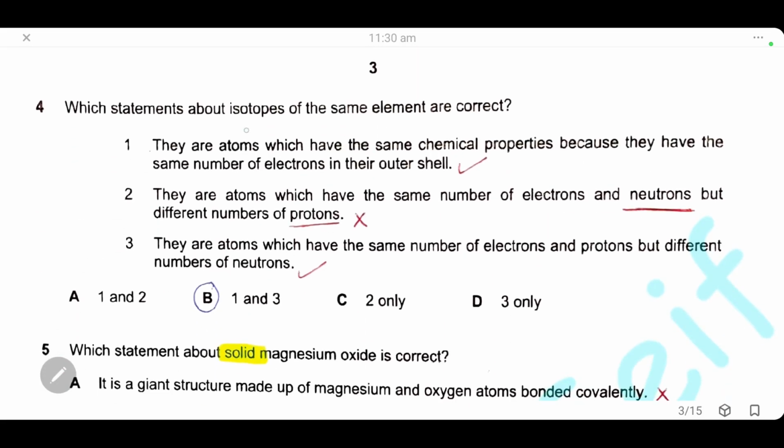Question 4. Which statements about isotopes of the same element are correct? 1. The atoms have the same chemical properties because they have the same number of electrons in the outer shell. Of course, isotopes have the same number of protons, the same number of electrons, and also the same number of electrons in their outer shell, so they will have the same chemical properties. Statement 1 is correct. 2. They are atoms which have the same number of electrons and neutrons, but different protons. This is, of course, a wrong statement because it's the opposite. Statement 3. They are atoms having the same number of electrons and protons, but different numbers of neutrons. And this is the correct statement. So here we have 1 and 3 are correct, and the answer is B.